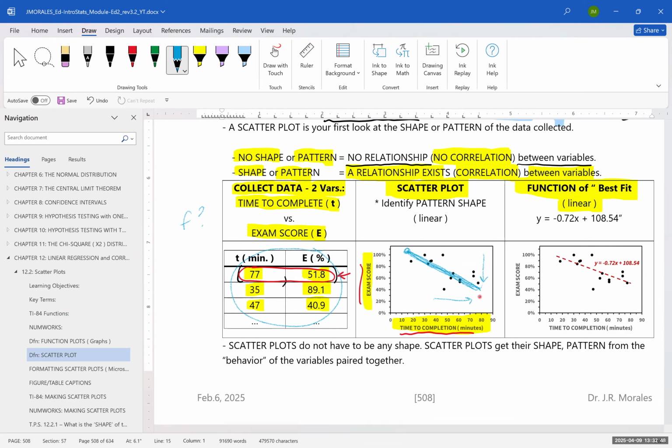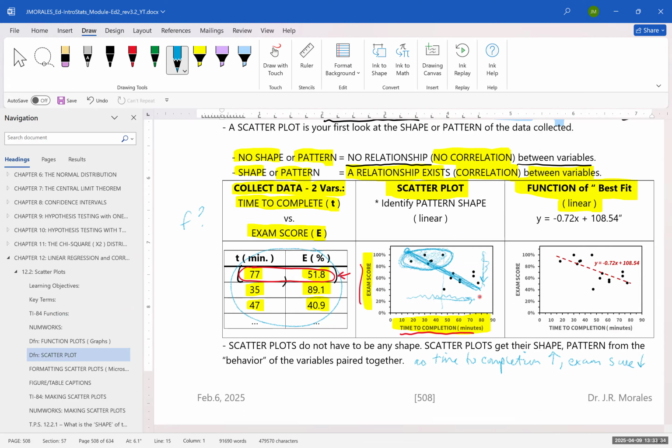Or said another way, as the time to completion goes up, then exam score goes down. So as it takes a student longer to take the exam, the lower their exam score. So you can kind of see that, for students that took a little less time, who maybe felt very confident with the material, they were able to kind of do it all and do it confidently, and therefore do it quickly.